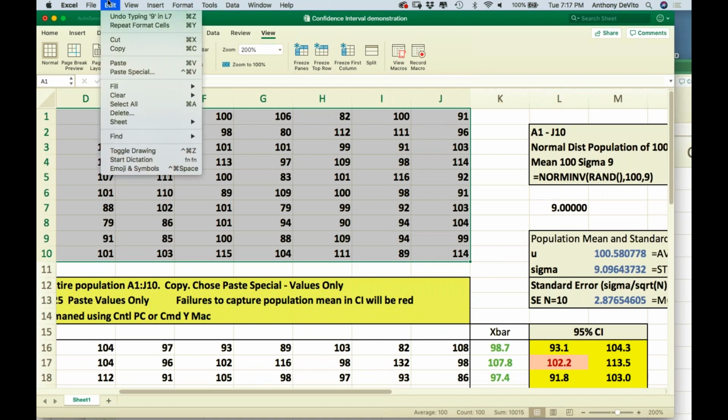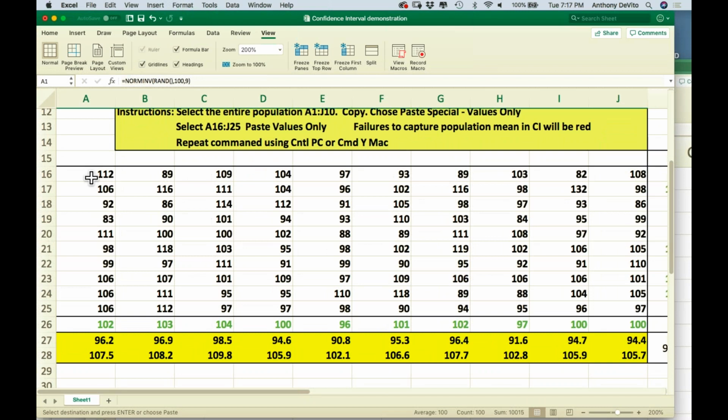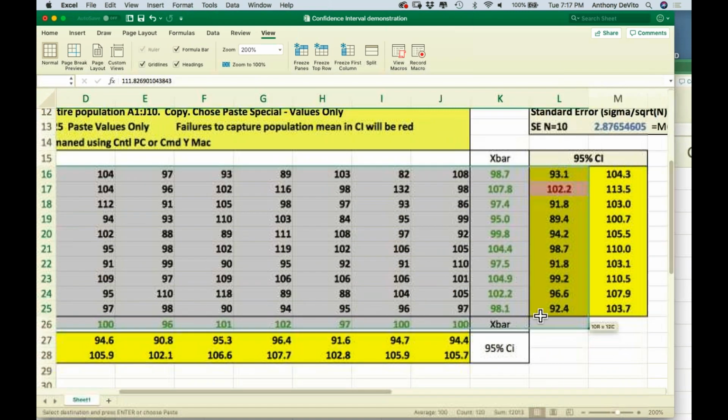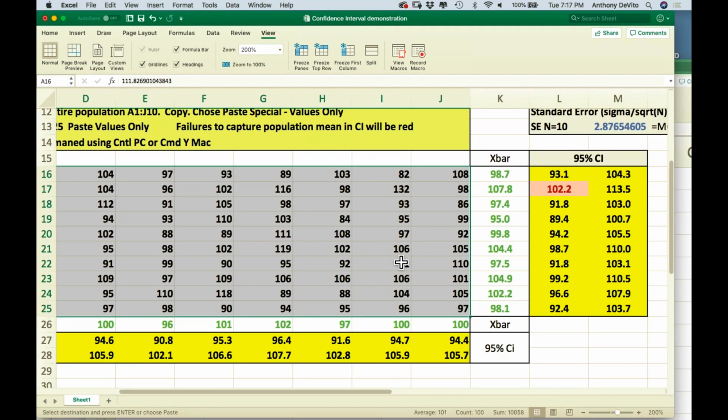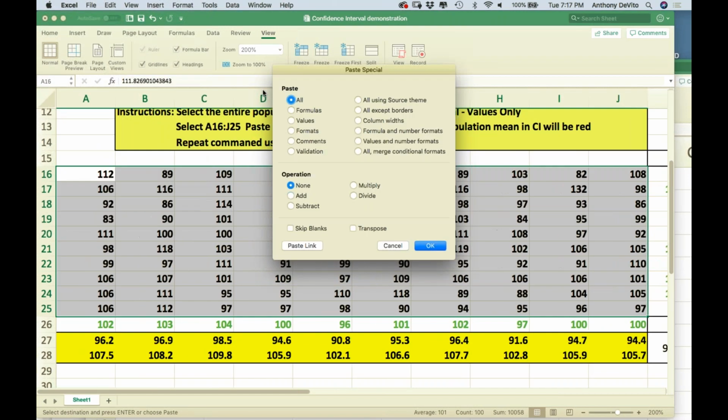I'm going to say copy. Then I'm going to go down here to this other list of numbers, and I'm going to highlight the same area. And I'm going to paste it in there, except I'm going to go to edit and say paste special. And I'm going to tell it to paste only the values in there.